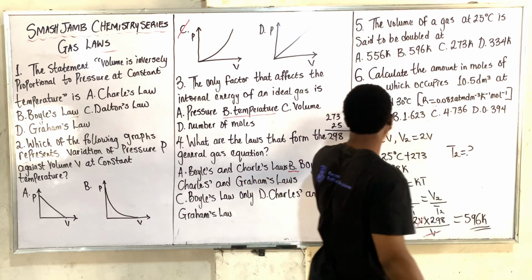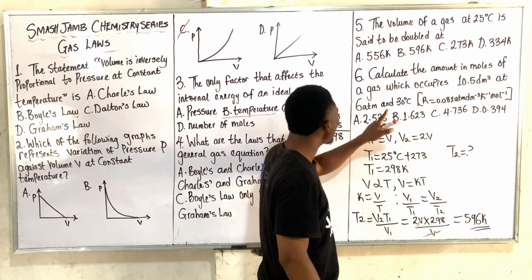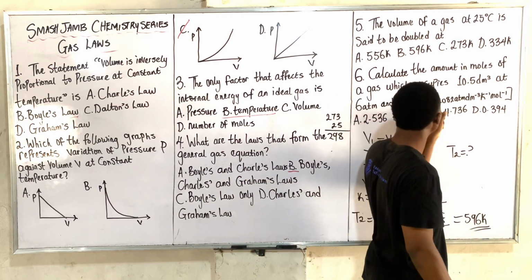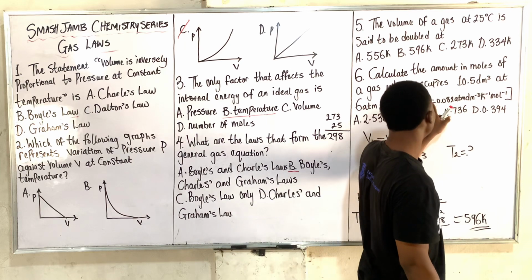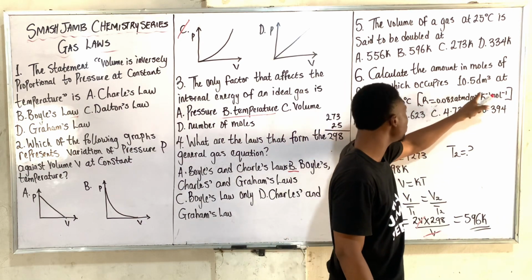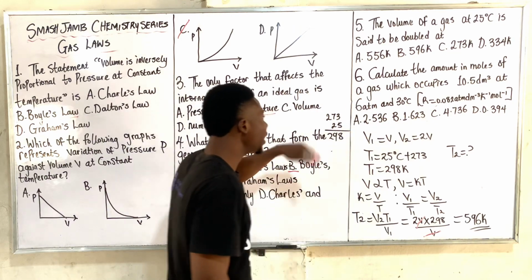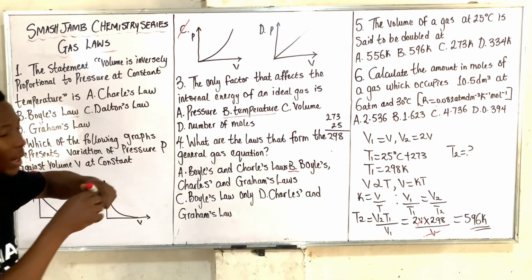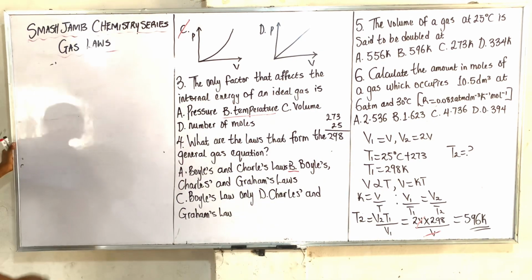Now the last one says, calculate the amount in moles of a gas which occupies 10.5 dm cube at 6 atmosphere and 30 degrees Celsius, given that the gas constant is 0.082 atm per dm cube per Kelvin per mole. So now let's solve the question.